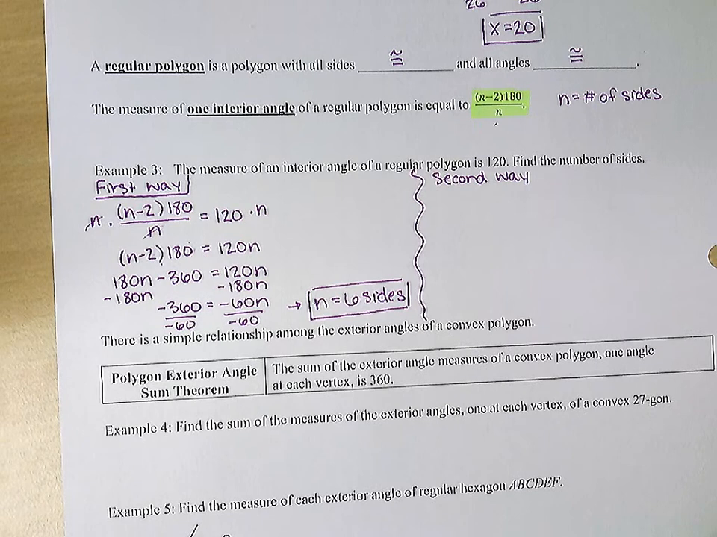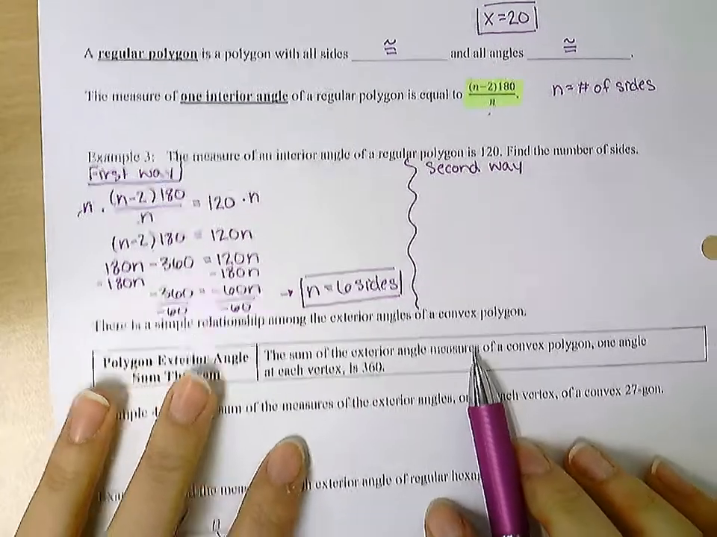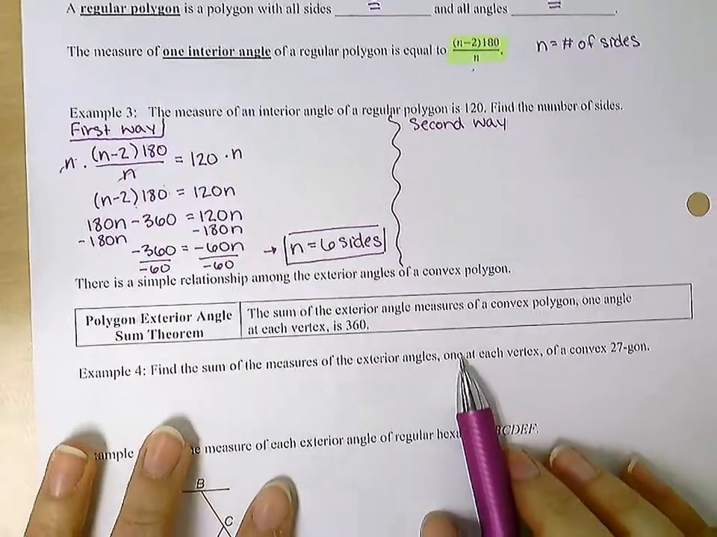Questions? Okay, before I do the second way, I do have to go over what the next section says, and then I'll come back up. So there is a simple relationship among exterior angles of a convex polygon.